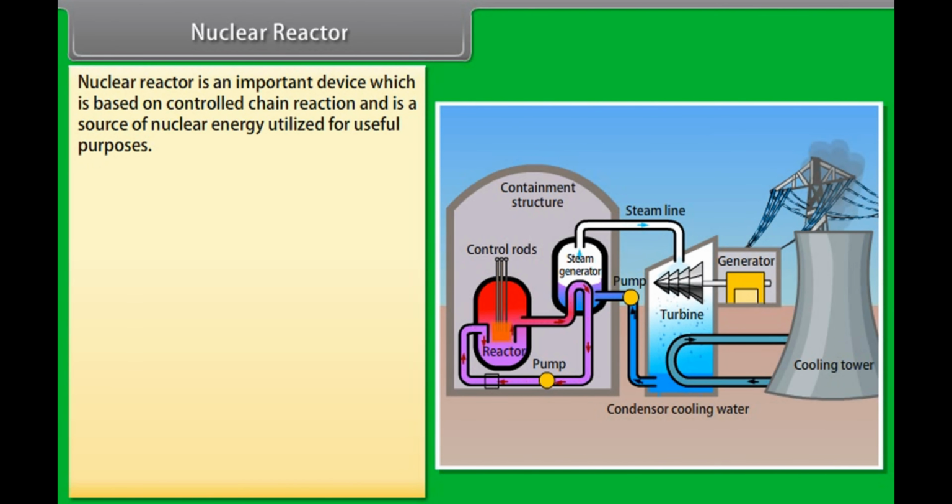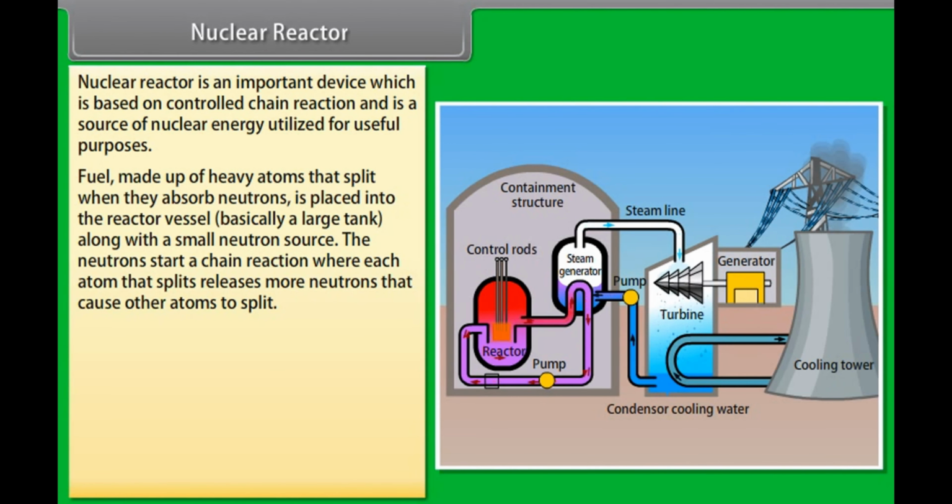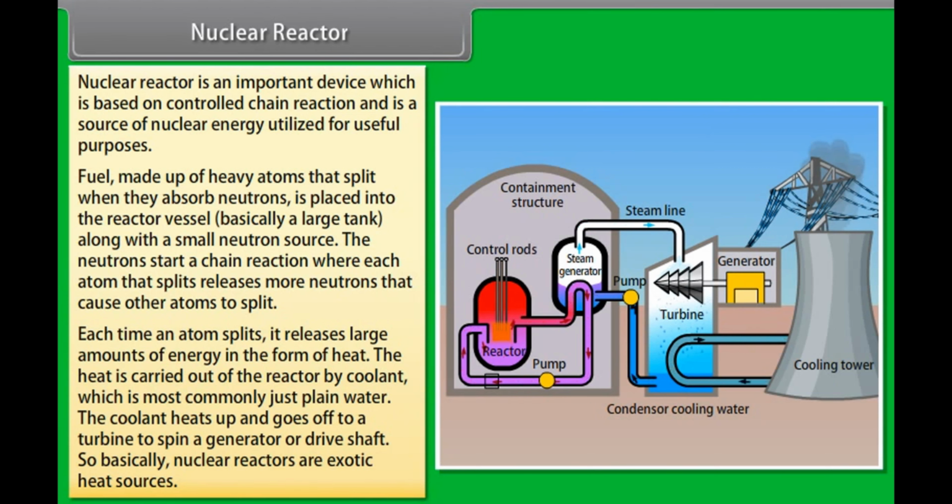Nuclear reactor. A nuclear reactor is an important device which is based on controlled chain reaction and is a source of nuclear energy utilized for useful purposes. Fuel made up of heavy atoms that split when they absorb neutrons is placed into the reactor vessel, basically a large tank, along with a small neutron source. The neutrons start a chain reaction where each atom that splits releases more neutrons that cause other atoms to split. Each time an atom splits, it releases a large amount of energy in the form of heat.